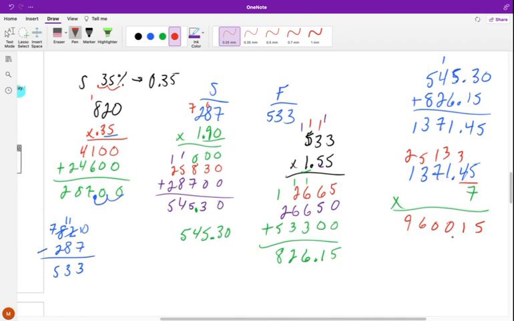We had 2 decimal places, so we need to move it 2 decimal places. So that means in the week, it will cost $9,615 to care for all the fish.